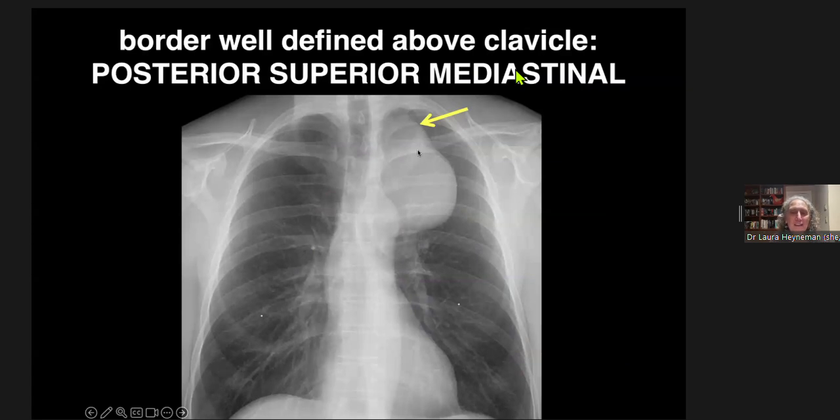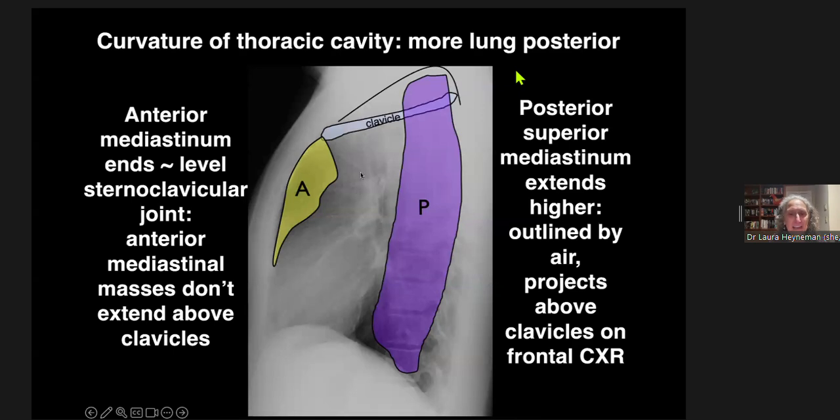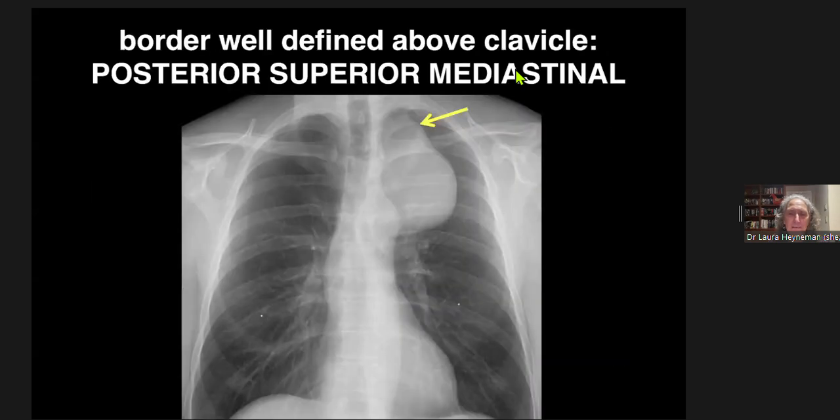So the fact that it goes above the clavicles tells me it's not anterior. And the fact that the border is very well defined tells me that it is posterior. The middle mediastinum, which has all the vascular structures, the trachea, the thyroid, generally is not outlined by air. So the border of a middle mediastinal structure that extends above the clavicle is not outlined by the lung, so it doesn't have very well-defined borders. So I'll show you what I mean in a minute.